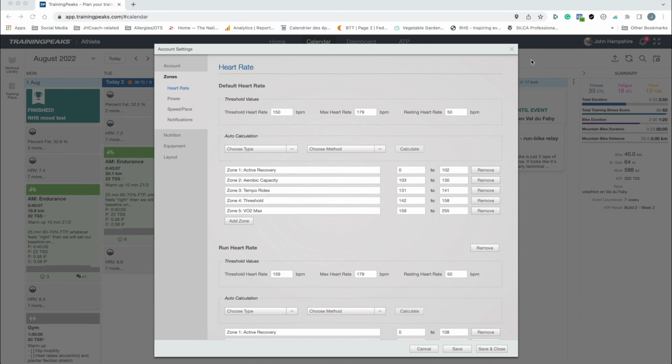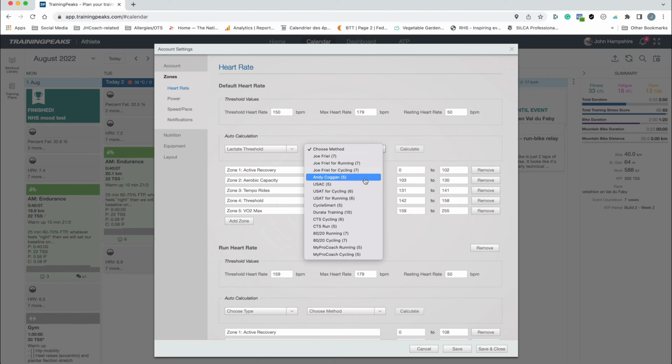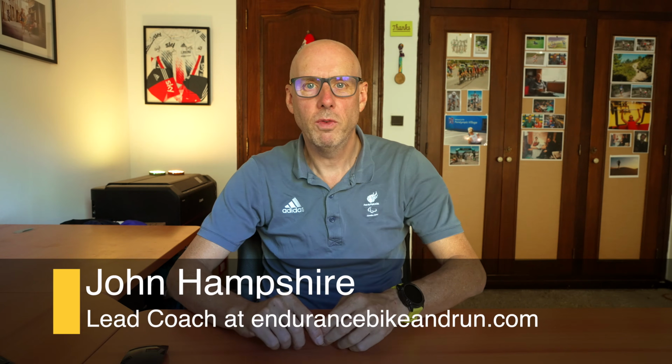Hello again. So training zones, we all use training zones, but do they really matter? Well, if you just have a quick look at Training Peaks, you can see there are loads of different training zones. So we've got heart rate zones. You can choose whether to use lactate threshold, maximum heart rate, resting heart rate, and then you've got all these different methods to use. And then, of course, you've got the same thing for power, and then you've got the same thing for pace if you're a runner.